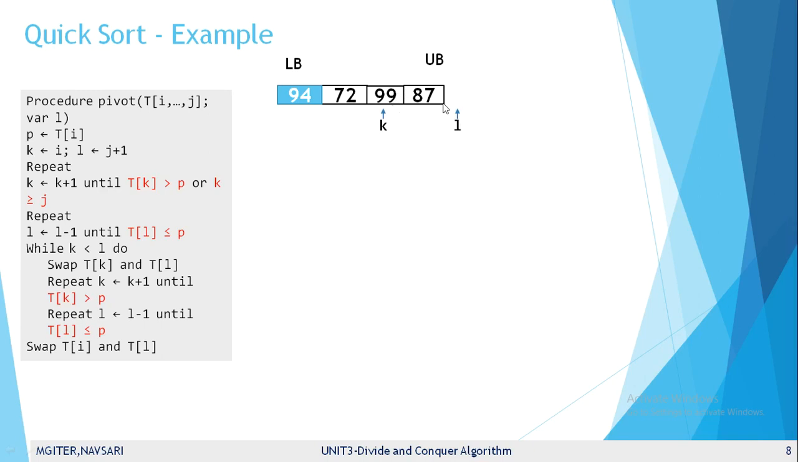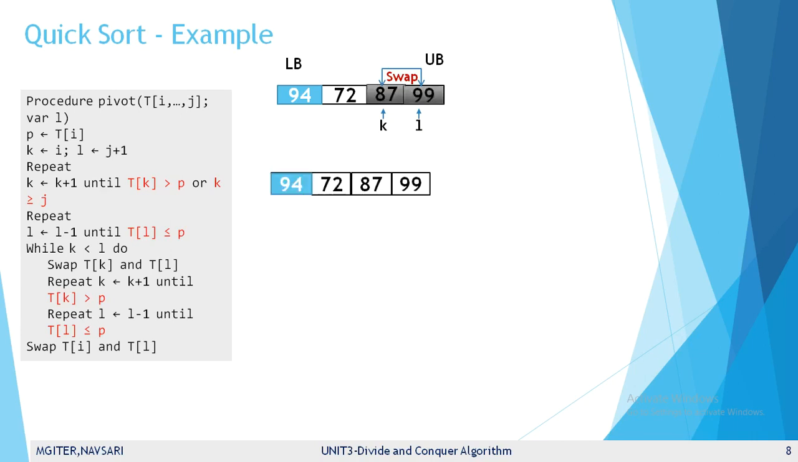Now we decrement the L. 87 is less than the pivot element. Yes, we stop the decrementing. Now we swap the T of L with the T of K. We swap the 99 with 87. 87 and 99 are swapped. Now K at index, value at index 87.